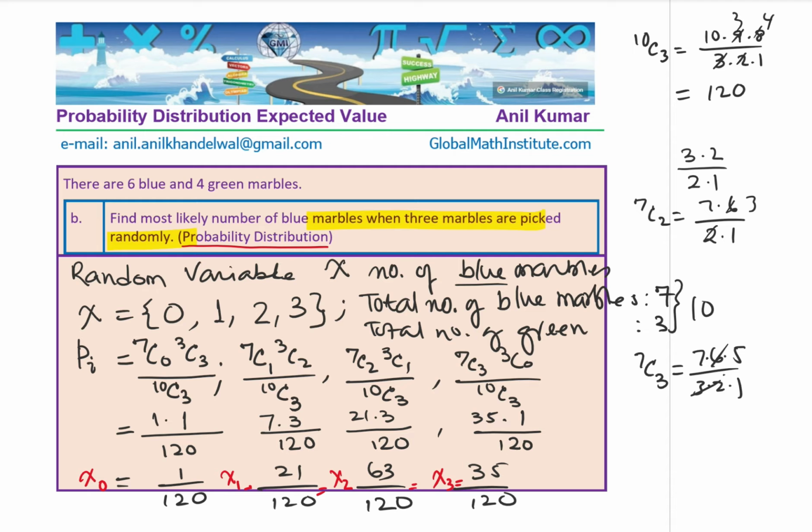Is that clear to you? So that is how we have answered this question: find the most likely number of blue marbles when three marbles are chosen. So that is what it is, correct? You can always add this up now and get your result. The denominator is 120, and you can add the numerators: 1 plus 21 plus 63 plus 35. Correct? Okay, let's move on to part C now.